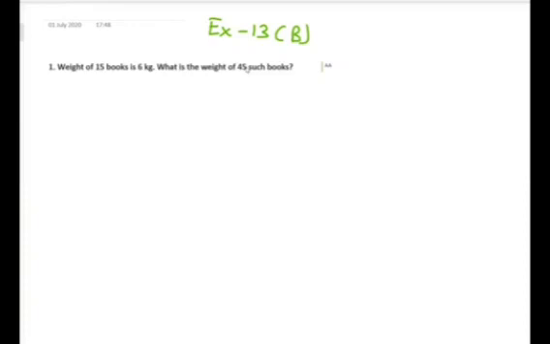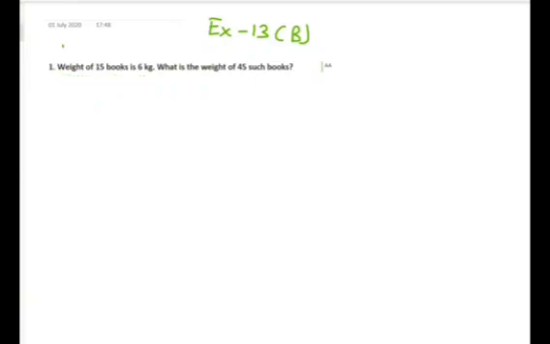Yes. So let us start today's class. Question number 1 says the weight of 15 books is 6 rupees. What is the weight of 45 such books? The weight of 15 books is 6 rupees. So let us do this question.